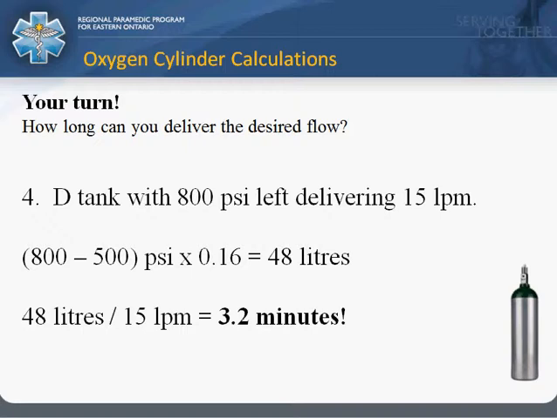Number 4. Ooh, I don't like where this is going. A D-tank with 800 pounds left delivering 15 liters per minute. I'm not liking that at all. That's the one where you're thinking, gee, the tank's getting low, but I can probably get one more call out of it. But that next call was a cardiac call. 800 minus 500 times 0.16 equals 48 liters. Ooh, that's much lower than the other ones. 48 liters divided by 15 liters per minute equals 3.2 minutes.